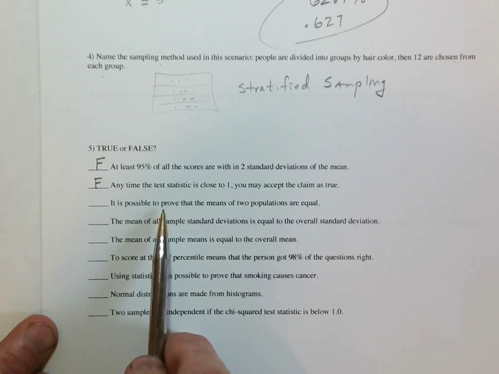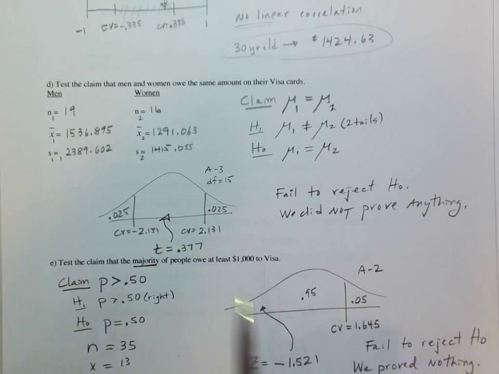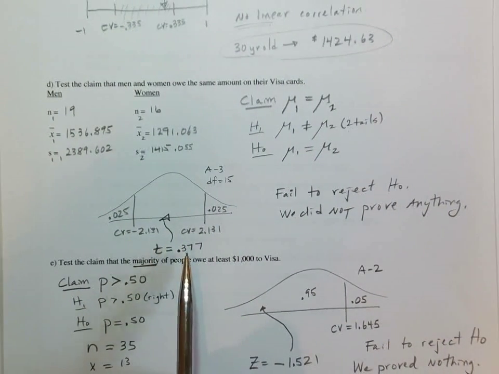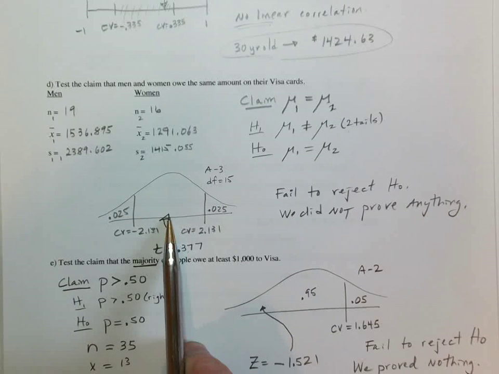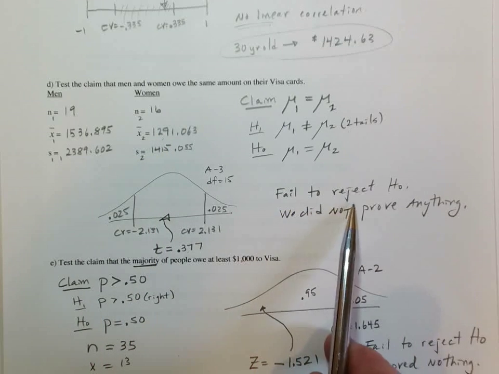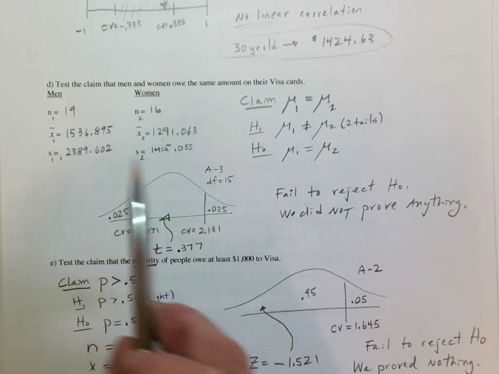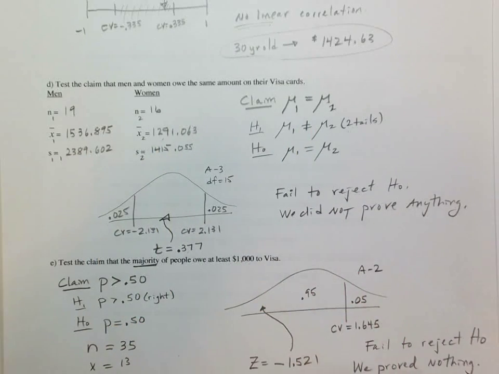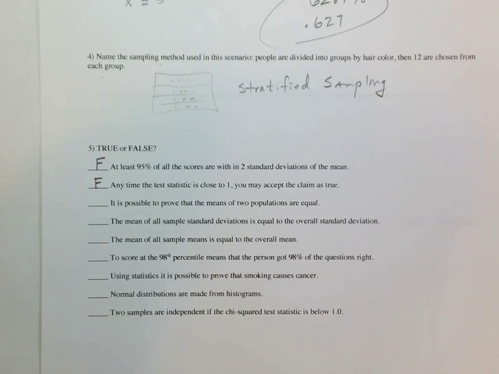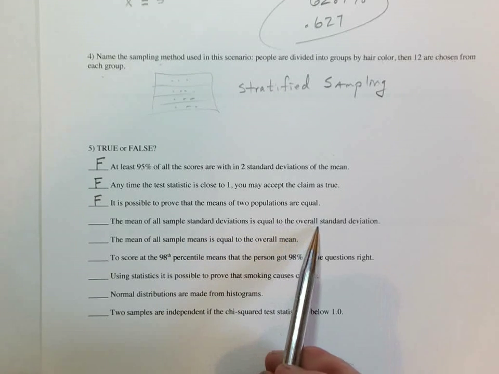Is it possible to prove that 2 population means are equal? Well, we did one of those right here. And the answer is basically the same. This was very close to 0, but that doesn't mean that we proved these 2 groups are equal. All that we can conclude is we didn't prove anything, because basically this test is trying to see, is there a difference? If they're approximately the same, it doesn't prove it. So, no. The mean of all sample standard deviations is equal to the overall standard deviation.